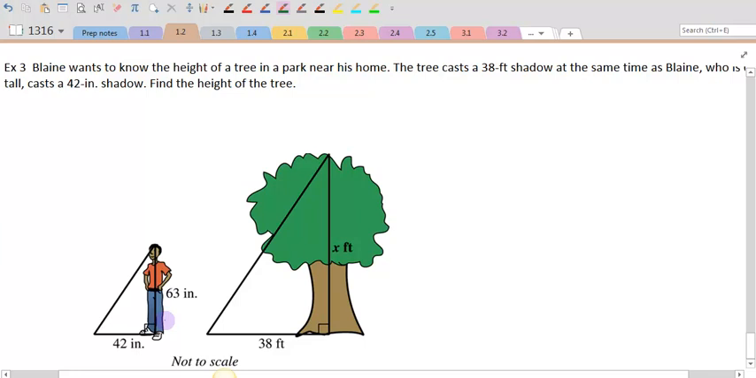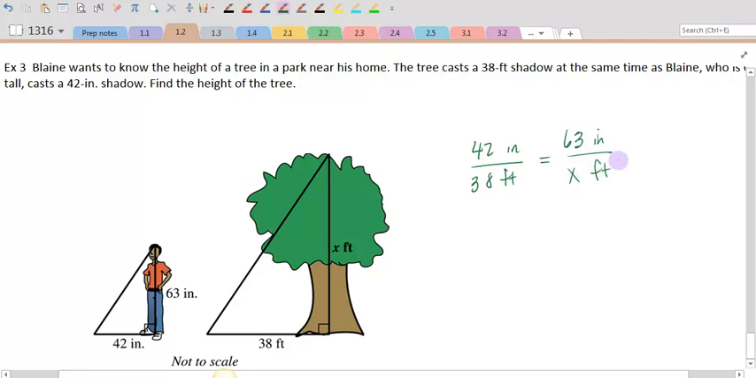So if I wanted to set up a proportion of this, I do it similar to the example we just worked, where I'm trying to find the height of the tree. So I'm going to use the shadow of the boy to the shadow of the tree. So I've got 42 inches over 38 feet is equal to the height of the boy to the height of the tree: 63 inches over the height of the tree.